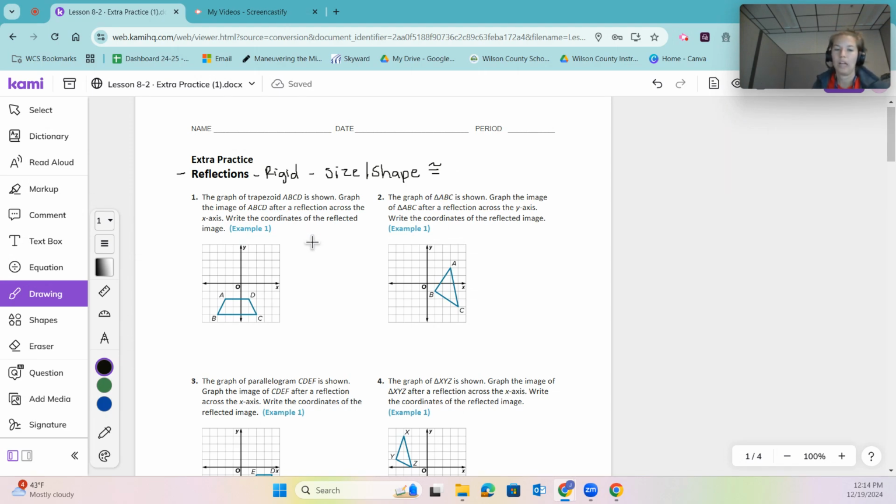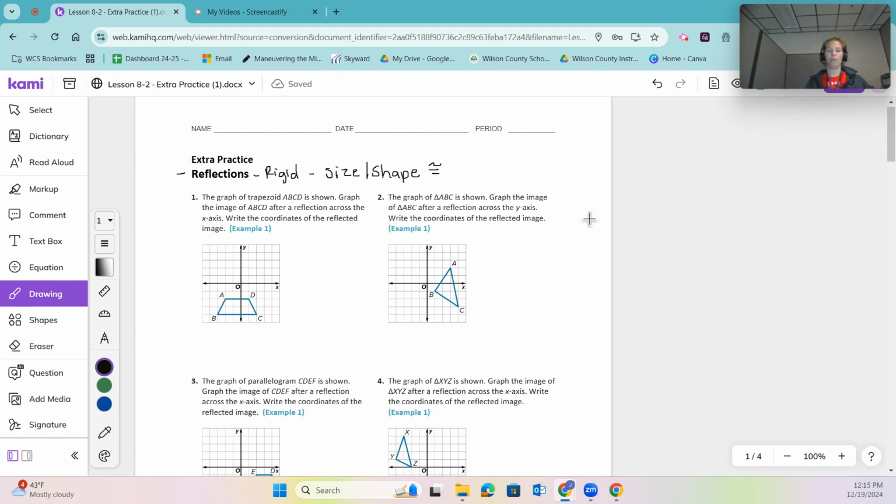So let's take a look here. The graph of a trapezoid ABCD is shown. The graph of the image A'B'C'D' after a reflection across the x-axis. Write the coordinates of the reflected image.